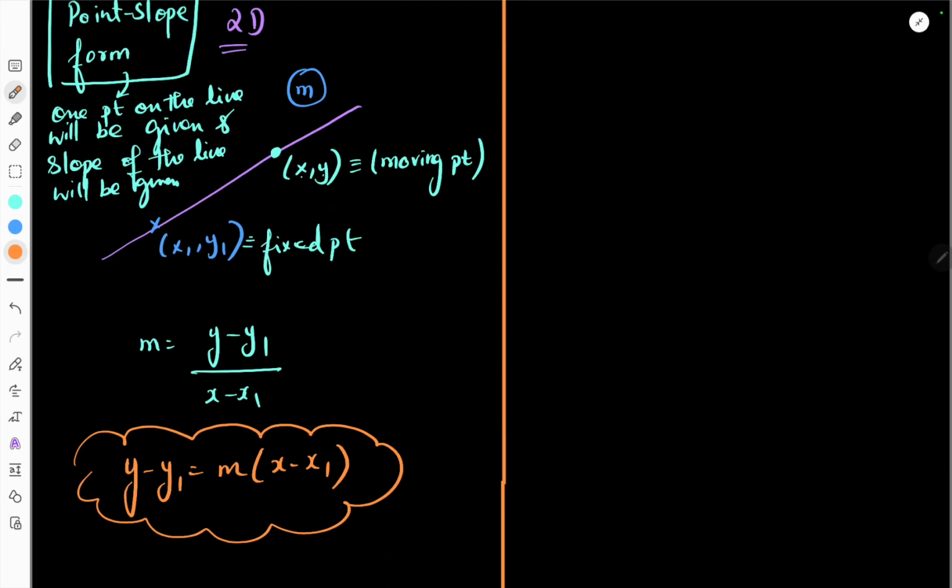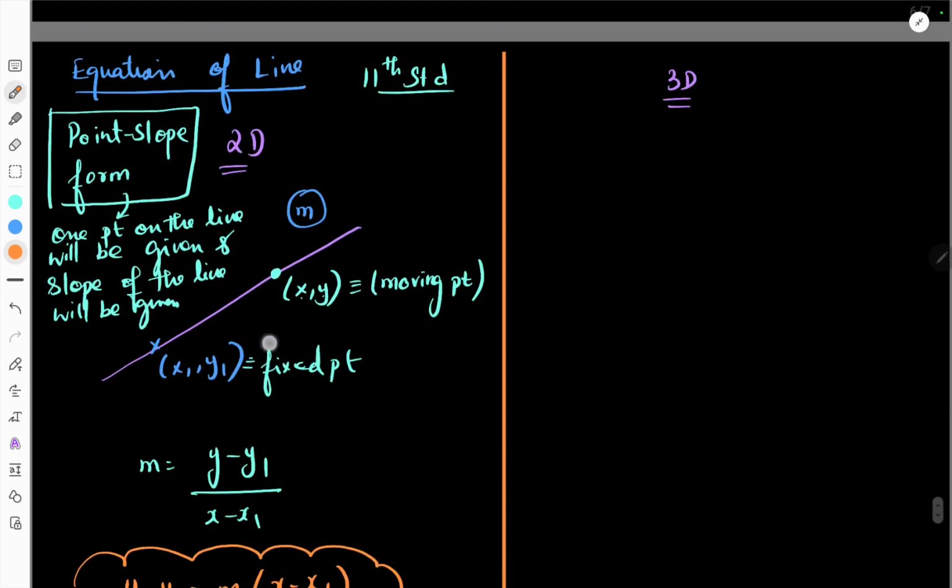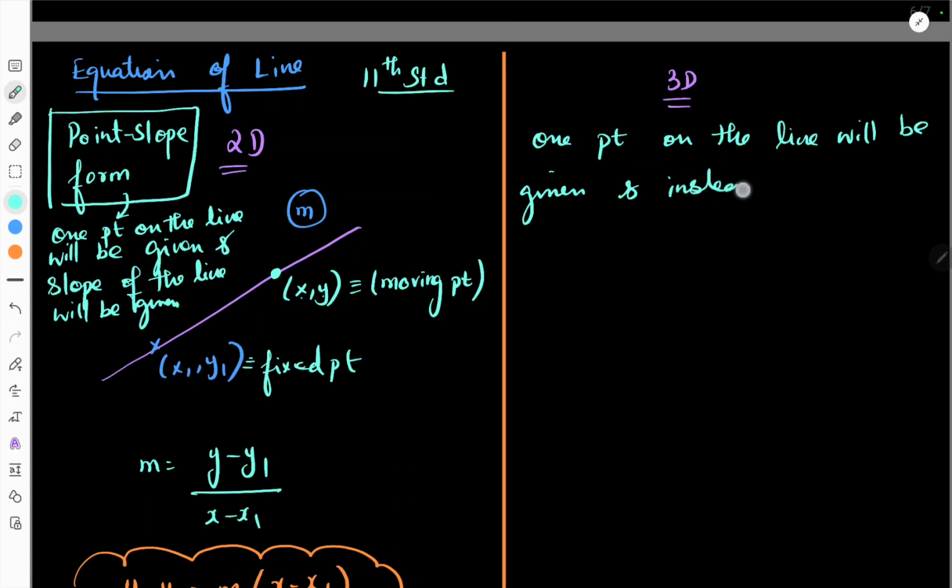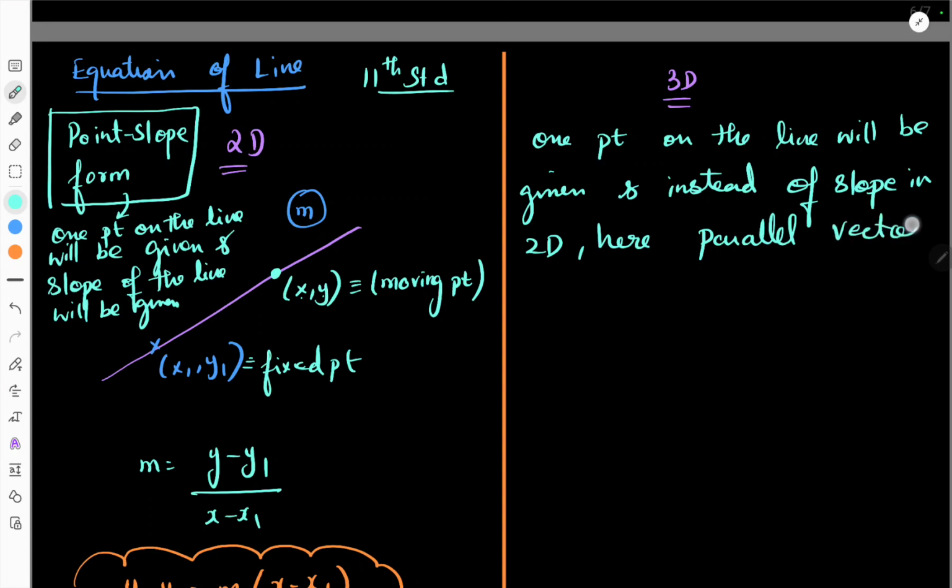Here in 3D also it is in the same way. So here also one point on the line will be given. And instead of slope in 2D, here in 3D a parallel vector will be given. Parallel vector to the line will be given.